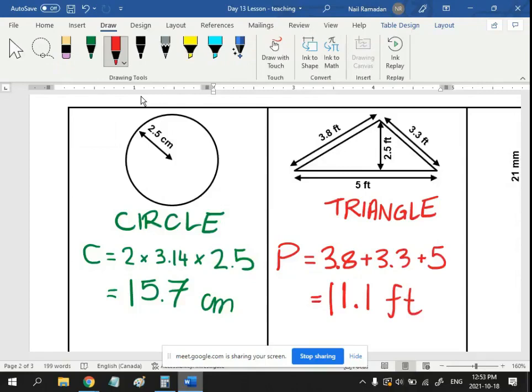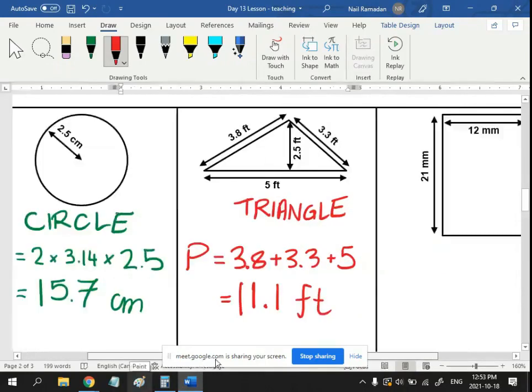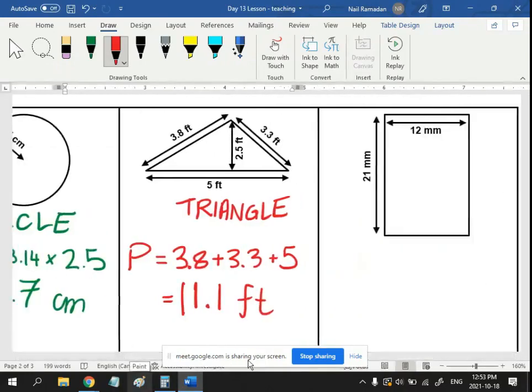Okay, good. Next shape. What shape is this? It's a perfect rectangle. How come I didn't show you the length of this one and the length of this one? Because it's the same. So everyone go ahead, put 21 millimeters here, and put 12 millimeters here. And then we're going to write the name of the shape, which is rectangle.